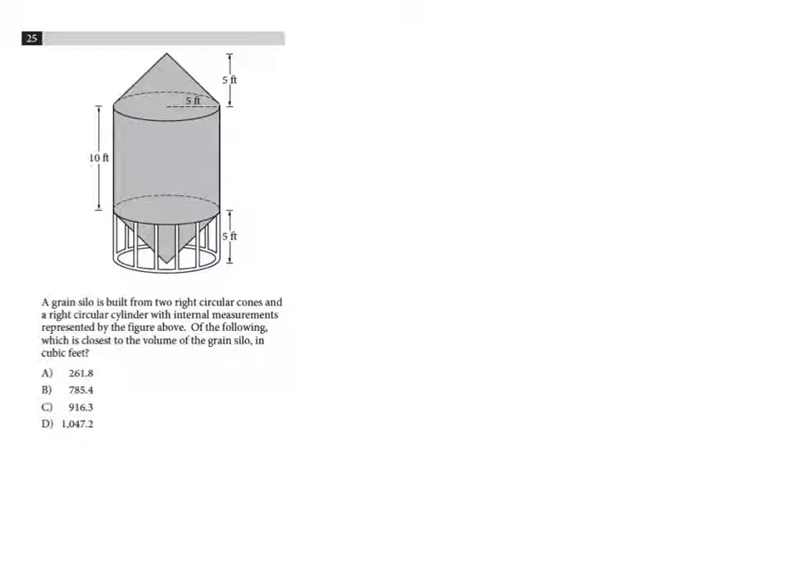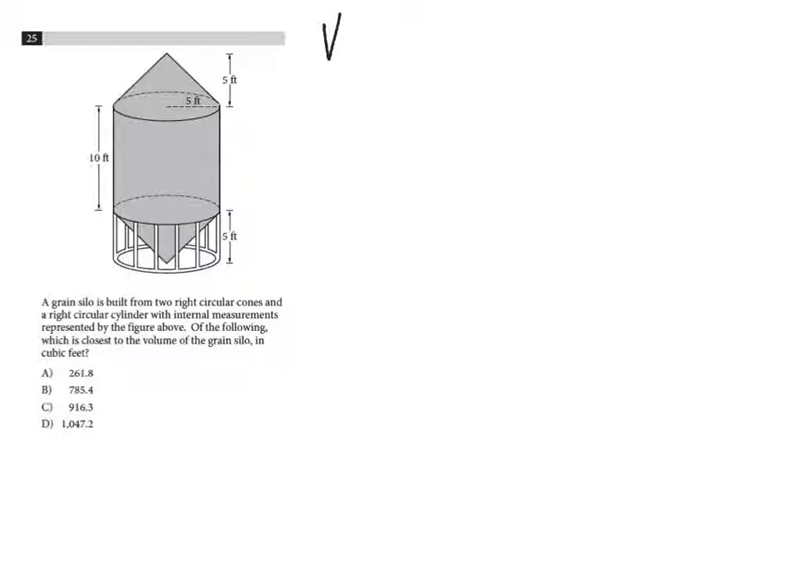Okay, 25. A grain silo is built from 2 right circular cones and a right circular cylinder with internal measurements represented by the figure above. Which is the closest to the volume of the grain silo in cubic feet? Okay, well, we've got two cones and a cylinder. So we need to figure out the volume for the cones and for the cylinder.